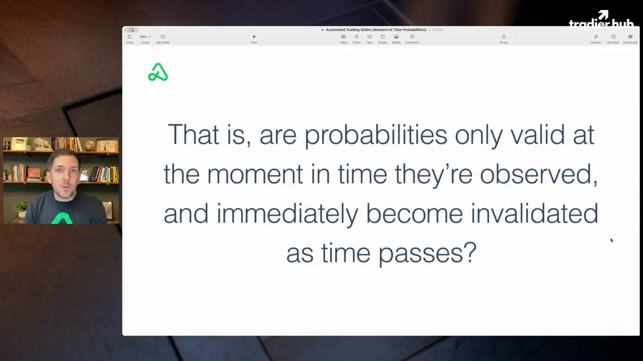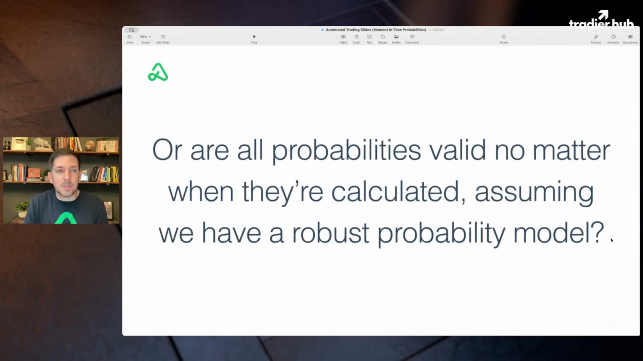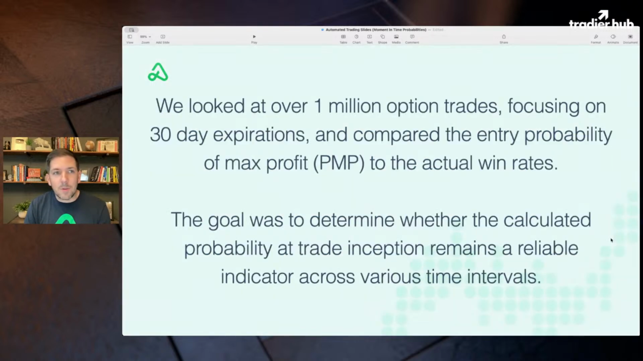But if we're going to use Alpha and EV and all of these other tools at our disposal now, we also need to start incorporating probabilities, because all things being equal, we'd want to take the trade with a higher probability of success, right? So can we now rely on trades and their probabilities to start informing things like risk management and how we position size, things that we'll talk about in future episodes? Or are all probabilities valid no matter when they're calculated, assuming that we have a robust model? These are all questions that I hope to answer with you today and show you the research that our team did around this.